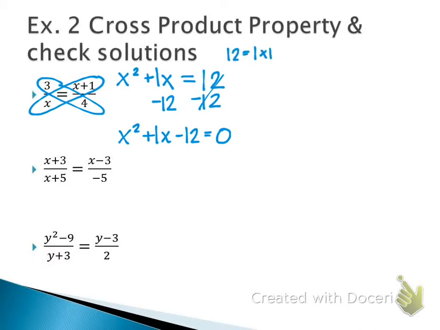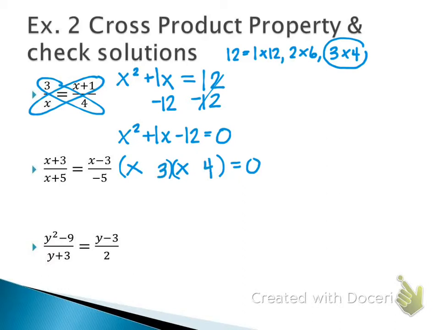1 times 12, 2 times 6, and 3 times 4. And I need to figure out which ones are going to subtract to give me 1. I realize that's 3 and 4. So then I start out writing my problem. 2 parentheses. I've got to keep that equals 0 because I can't drop it. Put x's in the front, a 3 and a 4. And I know since this 1 right here is positive that my largest term has to get the plus sign. So 4 is going to get the plus, 3 is going to get the negative.